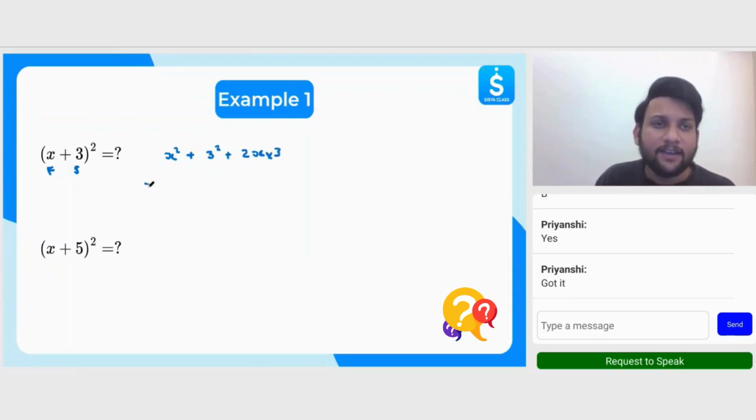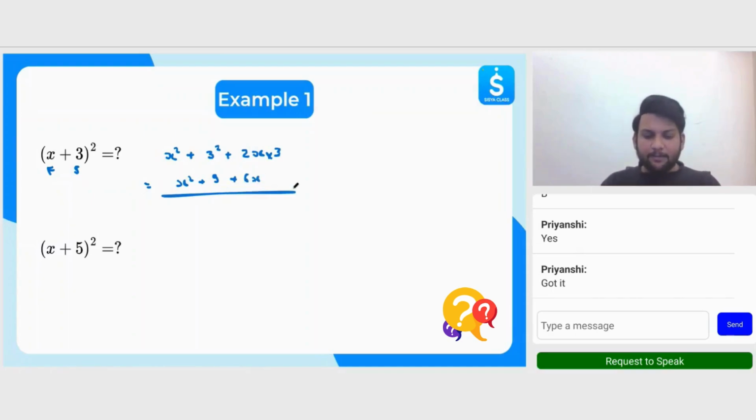So what do we have here? We have x square, 3 square is 9 and 2 times 3 is 6. There we have it. We have x square plus 9 plus 6x. Great, great. I hope everyone got it like Priyanshi. Amazing. Next, let's take one more example for further clarity.